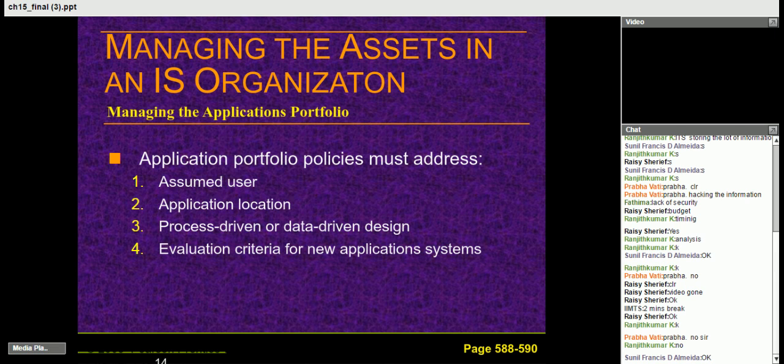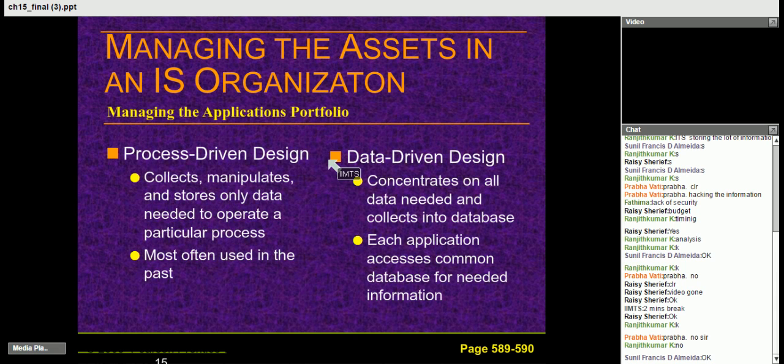Then application portfolio policies must address assumed user, application location, process-driven or data-driven design, evaluation criteria for new application systems. Then managing the application portfolio is the process-driven design and the data-driven design. Process-driven design collects, manipulates and stores only data needed to operate a particular process, most often used in the past. Second, data-driven design concentrates on all data needed and collects it into a database. Each application accesses a common database for needed information.